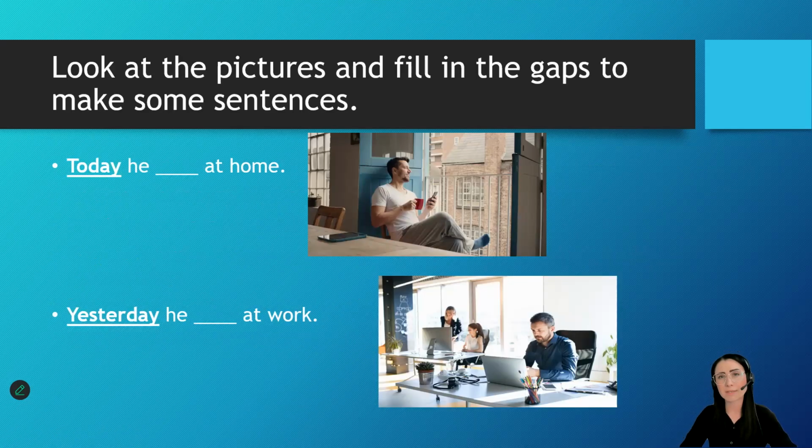Look at the pictures and fill in the gaps to make some sentences. Today he... What verb is missing? Right, he is at home. If we speak about yesterday, what verb will you use here? Yesterday he... Correct, he was at home.